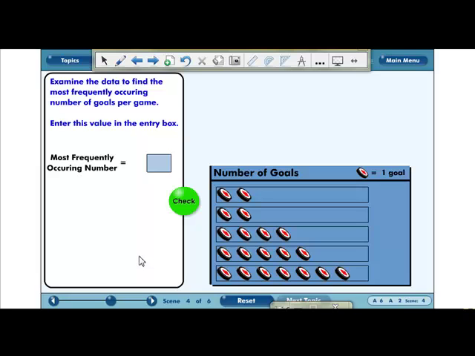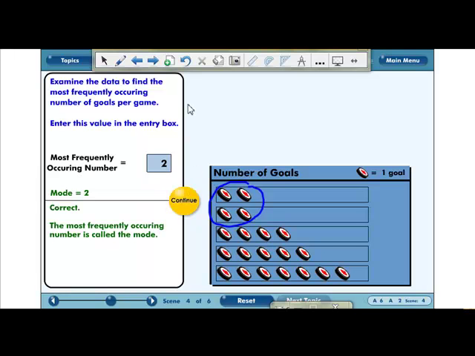So the most frequently occurring number, let's see. Well, we have only one 7, we have one 5, one 4, but we have 2 that appears twice. So the most frequently occurring number is 2. Let's check that. And that is the mode. It is the number that occurs most often, the most frequently occurring number. And again, there could be no mode, and there could be more than one mode.